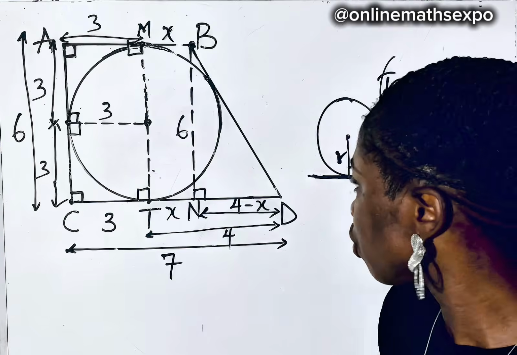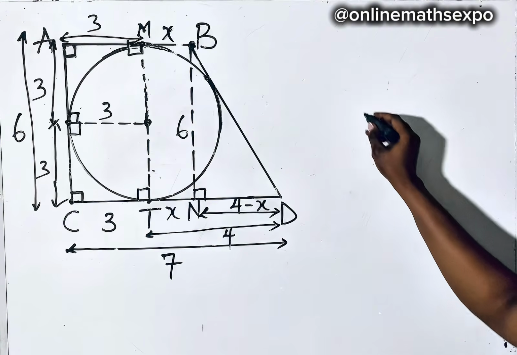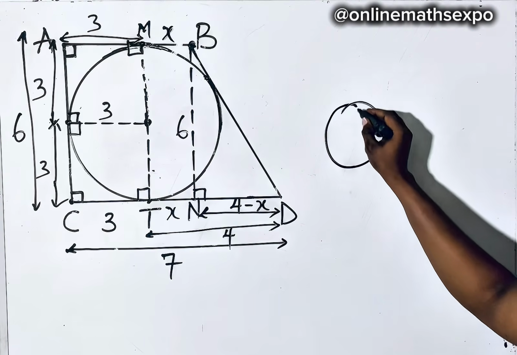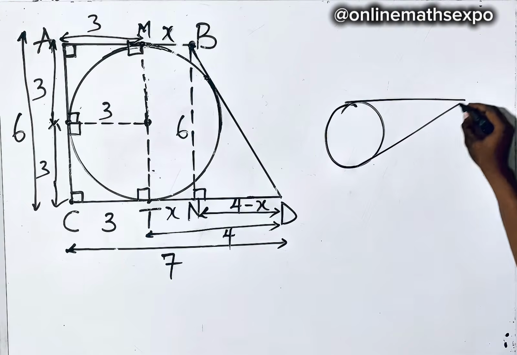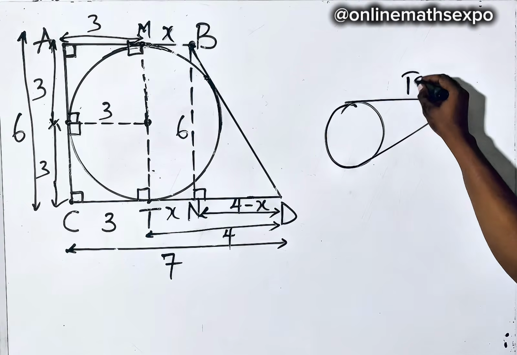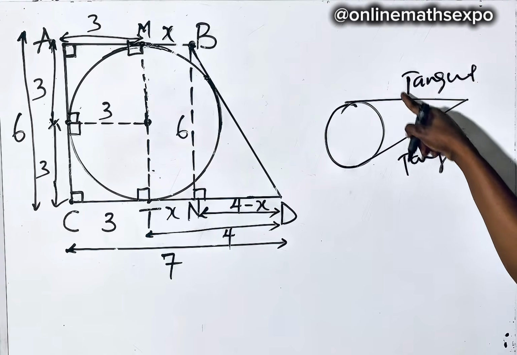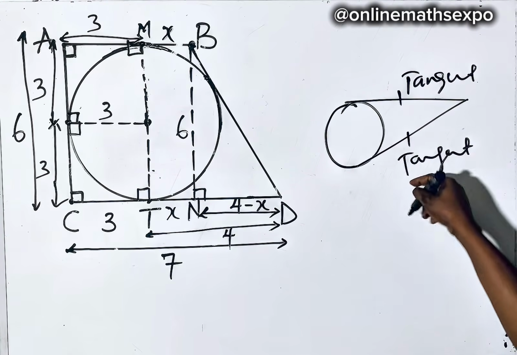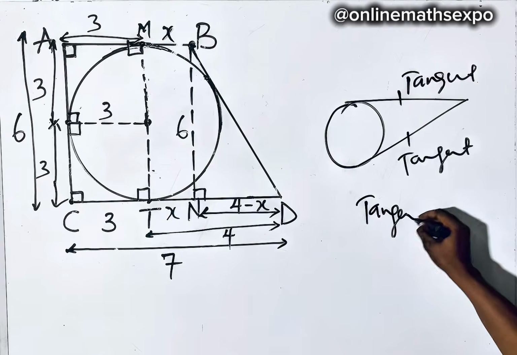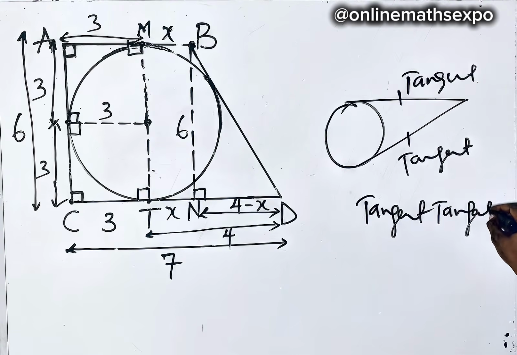To do that, just remember this theorem. It says if I have a circle drawn and there are 2 tangent lines drawn to touch it, remember this is your tangent line and this is also your tangent line. We said that these 2 tangent lines are equal, and this obeys your tangent and tangent theorem.